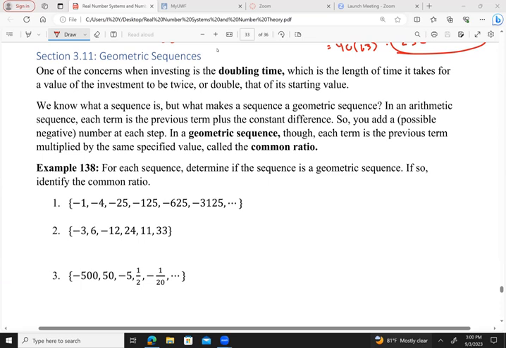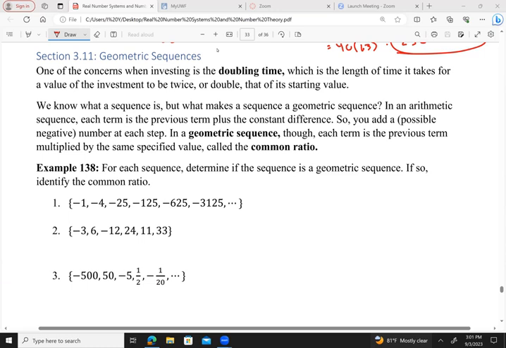In an arithmetic sequence, each term is the previous term plus the constant difference. So you add a possibly negative number at each step. In a geometric sequence, though, each term is the previous term multiplied by the same specified value called the common ratio.